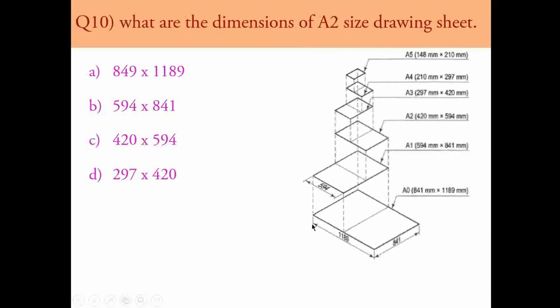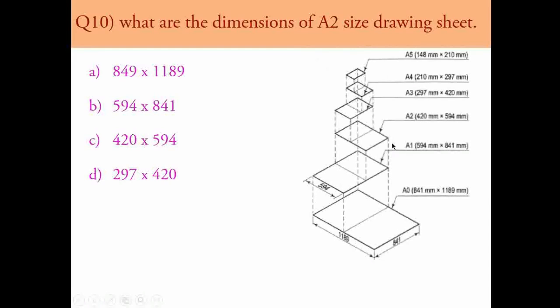You can observe here the one dimension is 1189 and the second dimension is 841. So simply A0 to A5, when we observe, these have reduced sizes, and that size is reduced by exactly half of the A0 size. Means the A1 size has the same dimension, 841, but the second dimension is exactly half of this 1189. And similarly each and every paper size is reduced by half.